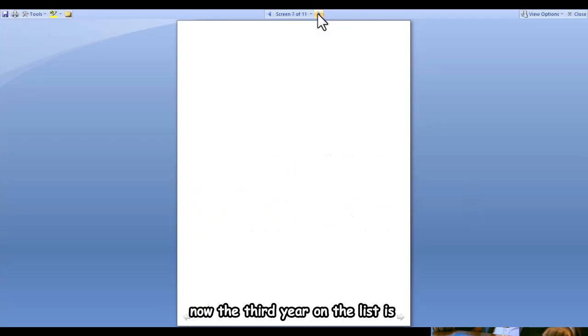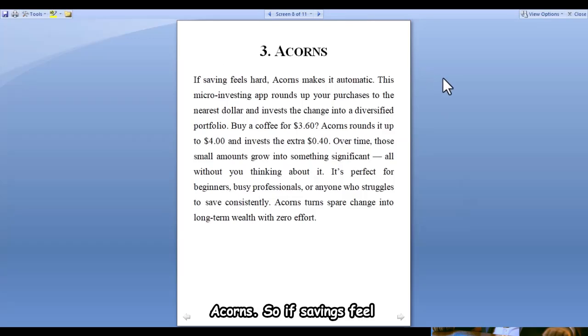Number 3 on the list is Acorns. If saving feels hard, Acorns makes it automatic. This micro investing app rounds up your purchases to the nearest dollar and invests the change into a diversified portfolio. Buy a coffee for $3.60, Acorns rounds it up to $4 and invests the extra 40 cents. Over time, those small amounts grow into something significant, all without you thinking about it.